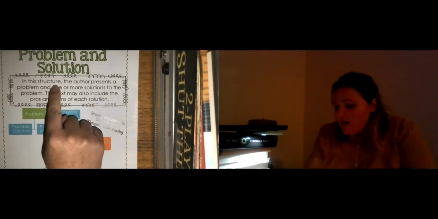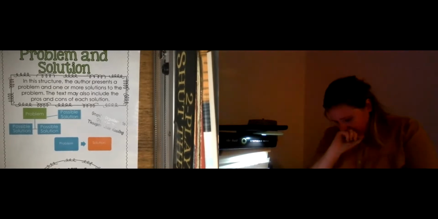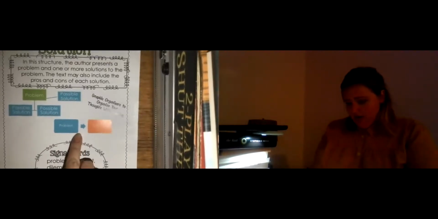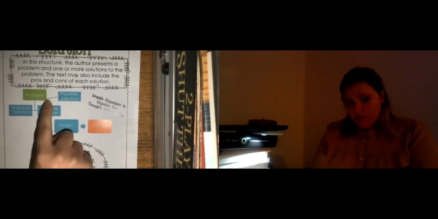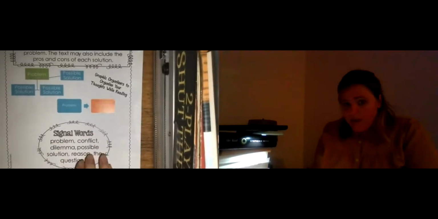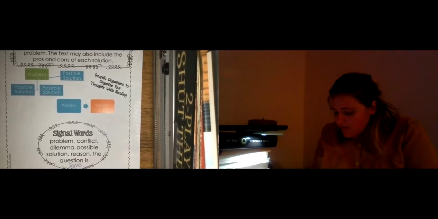Okay, so this text structure, the author presents a problem and one or more solutions to the problem. The text may also include the pros and cons of each solution. Just a couple possible graphic organizers that you could use for this. Here's the problem, here's the solution. Maybe you have a problem and several possible solutions. Okay, and then the signal words for this are problem, conflict, dilemma, possible solution, reason, the question is, or another one that I see sometimes too is the word solve.